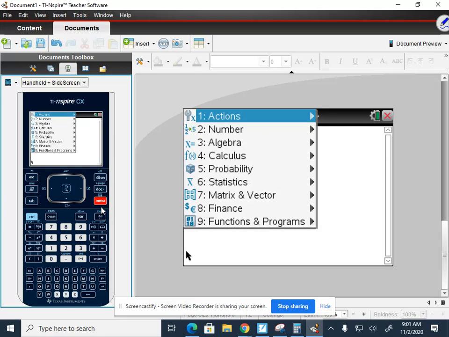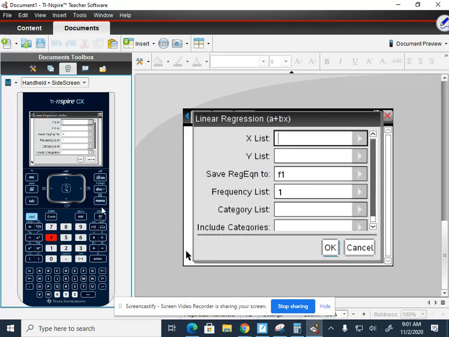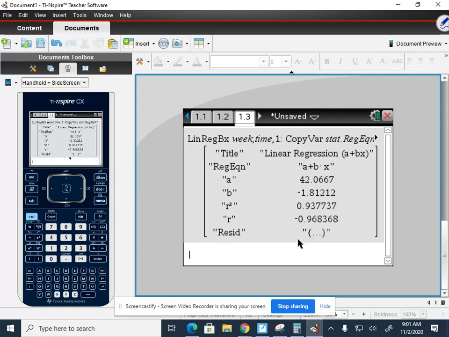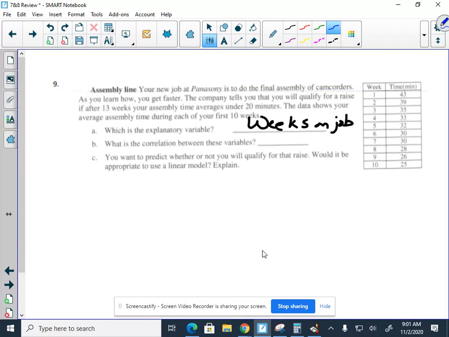So we add the calculator page. Typing the words menu 614. We put in our week and our time. And our correlation is negative 0.968. So very strong. And that's all correlation is, remember. Correlation is simply R. So if you're asked for correlation, that's it. You want to predict whether or not you're qualified for the raise. Would it be appropriate to use a linear model?